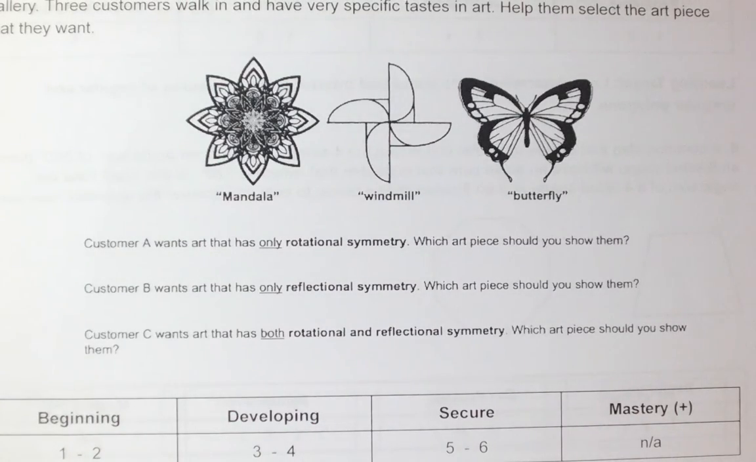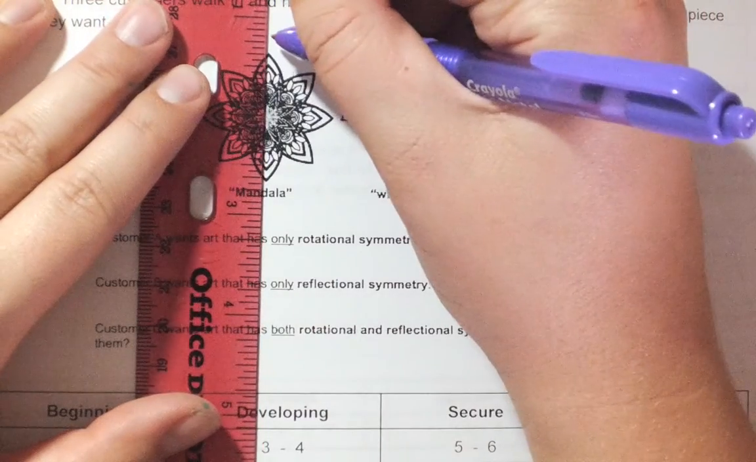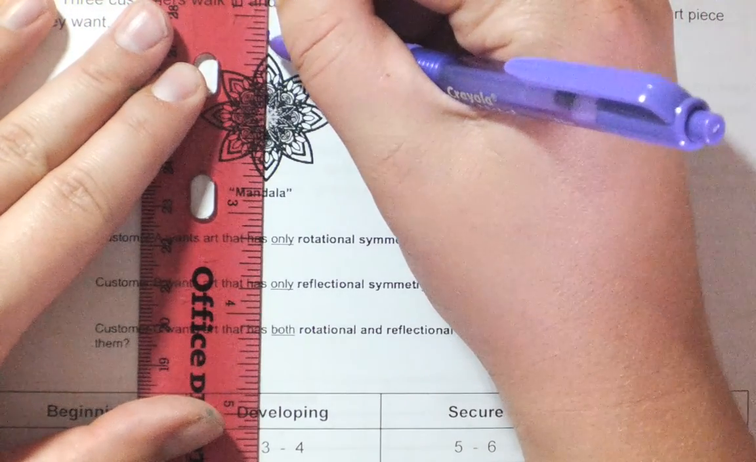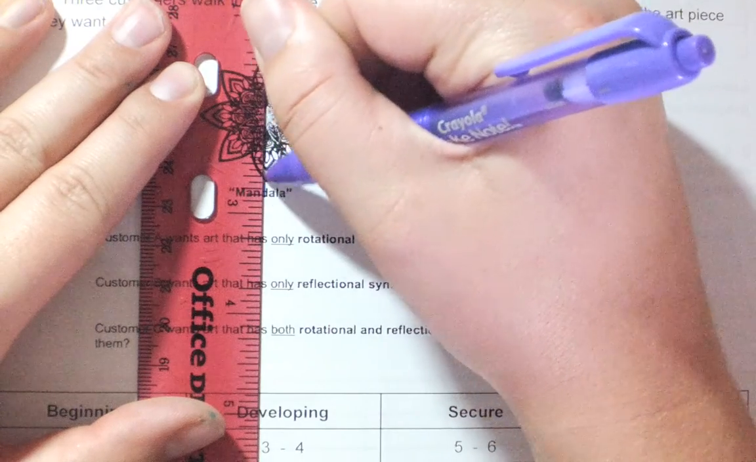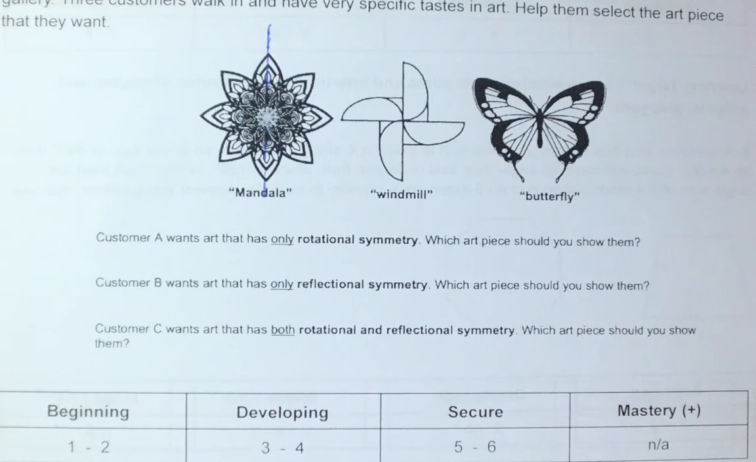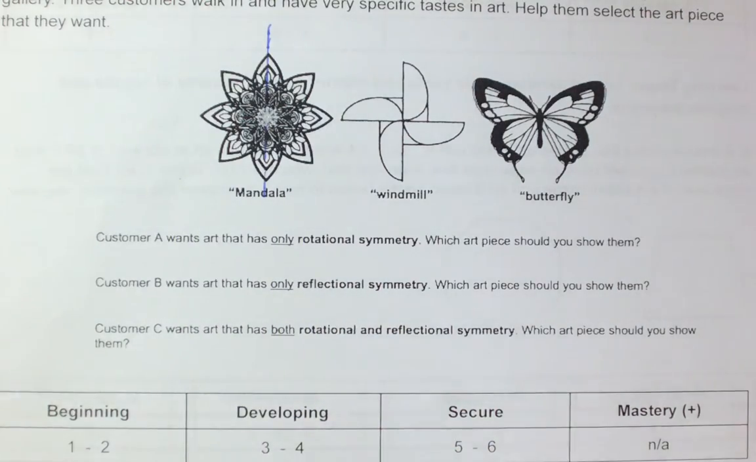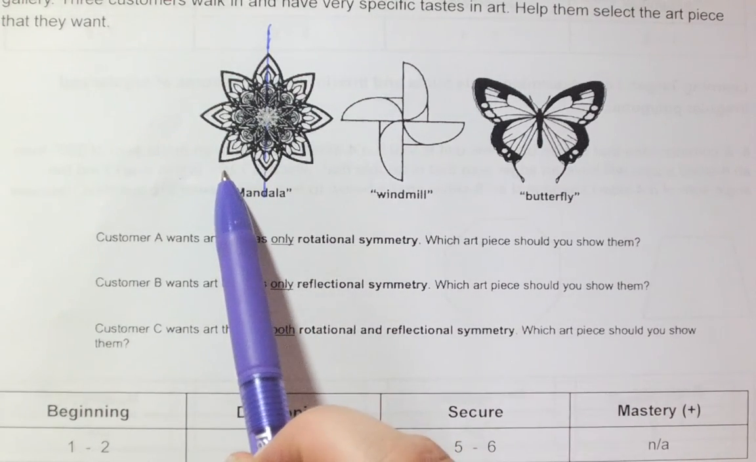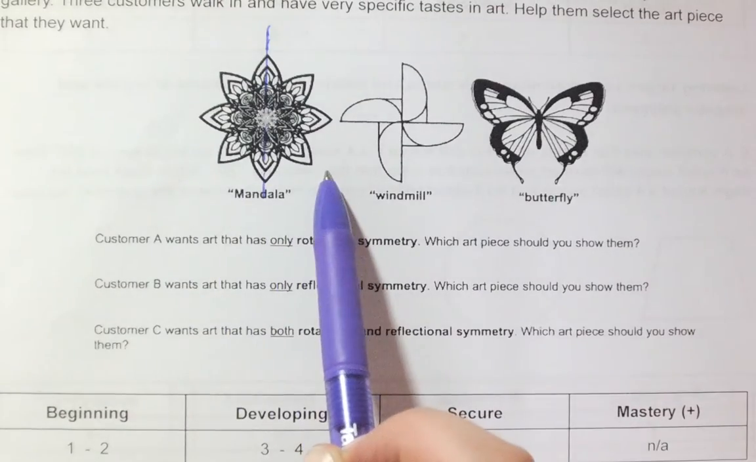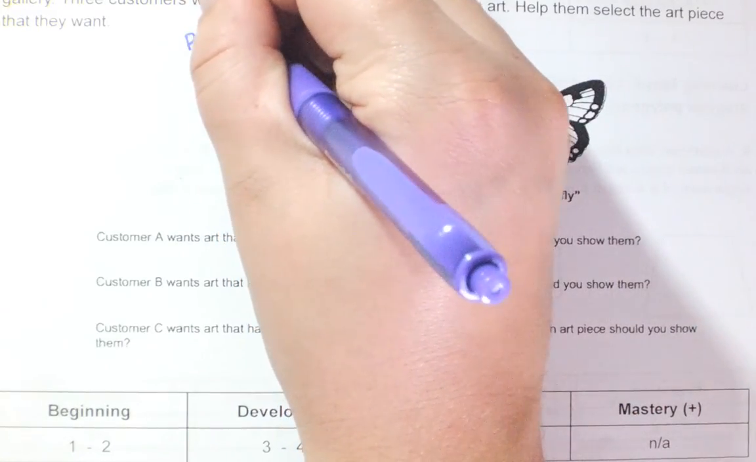I'm going to look for reflectional symmetry first. To do that, I start by drawing a line down the middle of my shapes. When I look at the mandala here, I notice that I could fold the shape in half and it would perfectly fit over itself, saying that the left side here is a mirror image to the right side. So this does have reflectional symmetry.